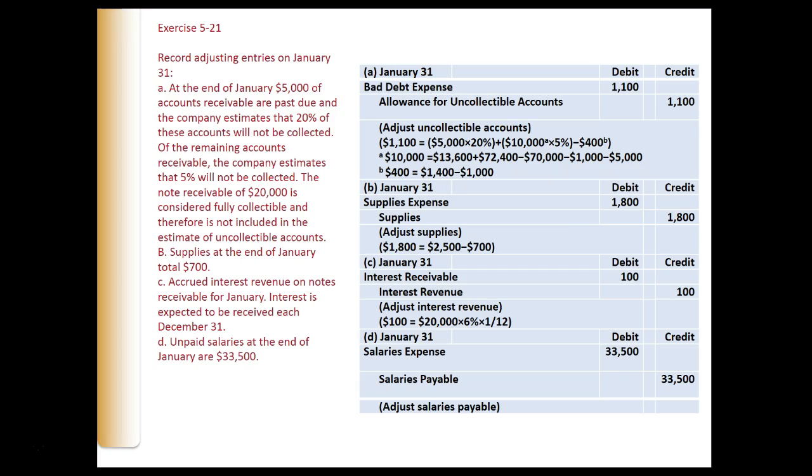Then C, accrued interest revenue on notes receivable for January. Interest is expected to be received each December 31st. Again, what we do is we take our $20,000 note at a 6% interest rate for 1 month, gives us the $100 interest receivable. Our credit is a revenue account, interest revenue. And then the last one is just to record unpaid salaries. Salaries expense, $33,500. We'll credit our salaries payable of $33,500.